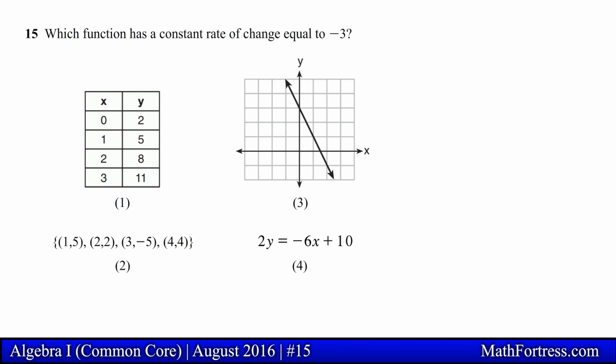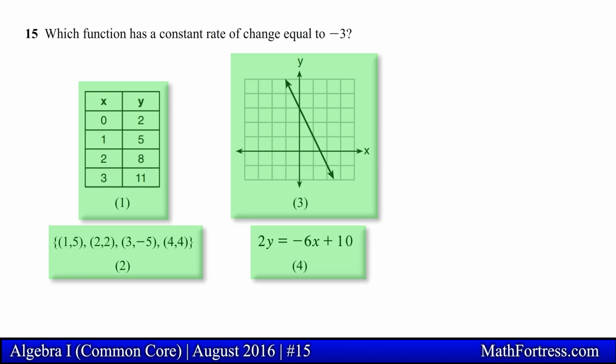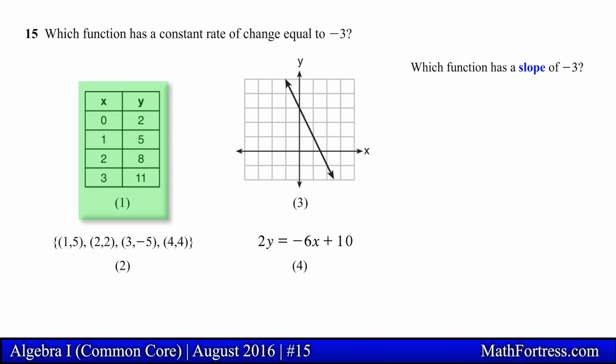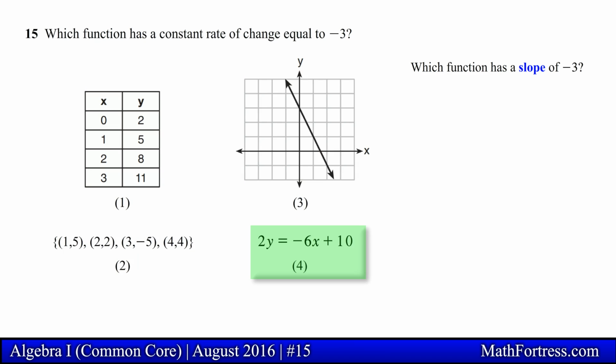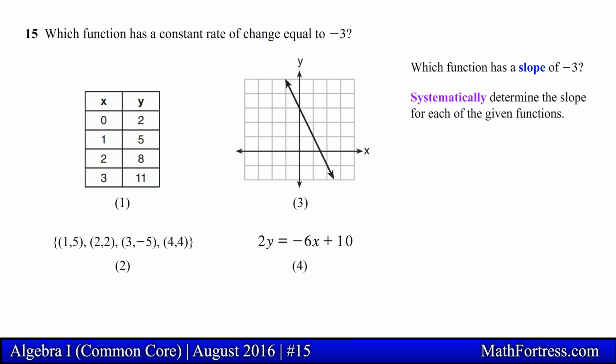In this problem, we are asked to determine which of the four functions has a constant rate of change equal to -3. In other words, we need to figure out which option has a consistent slope of -3. Notice that each option represents a function in a distinct way. To figure out this problem, we can systematically determine the slope for each of the given functions.